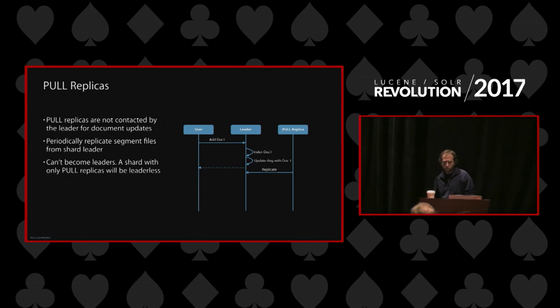Okay. For this reason, the pull replica will not support near real-time with soft commits. It will not support real-time get. And so why do we need pull replicas then?